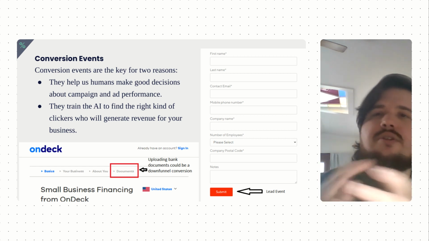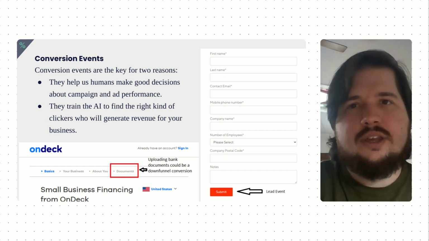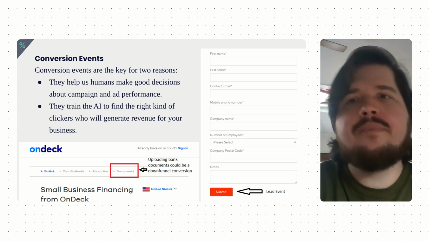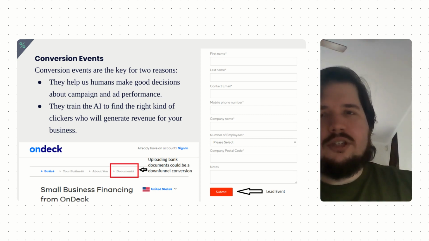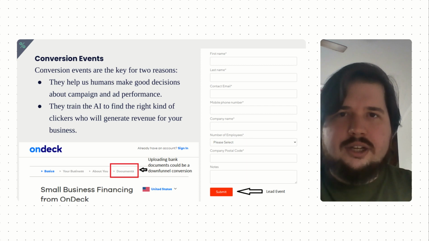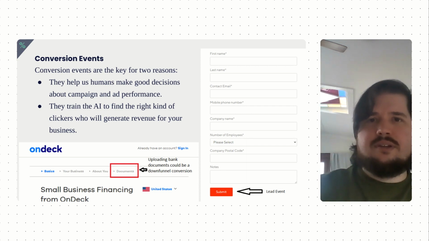Now, conversion events, on the other hand, are the most important things that the ad UI gives you after spend. They're key for two reasons. One, they help humans make good decisions. Humans meaning you and me and whoever's managing your account. And they also train the AI to find the right kind of clickers to generate revenue for your business.